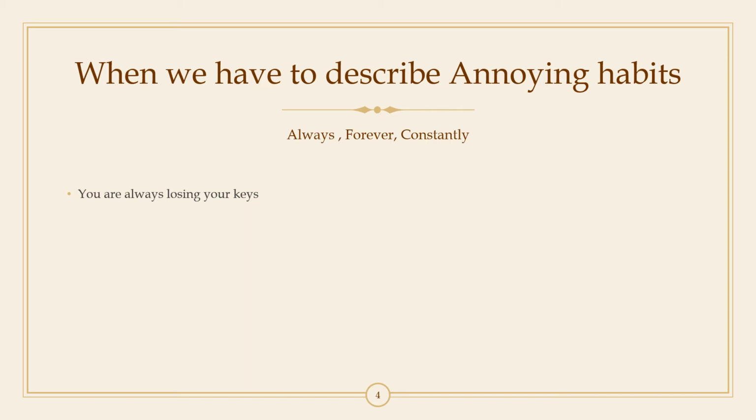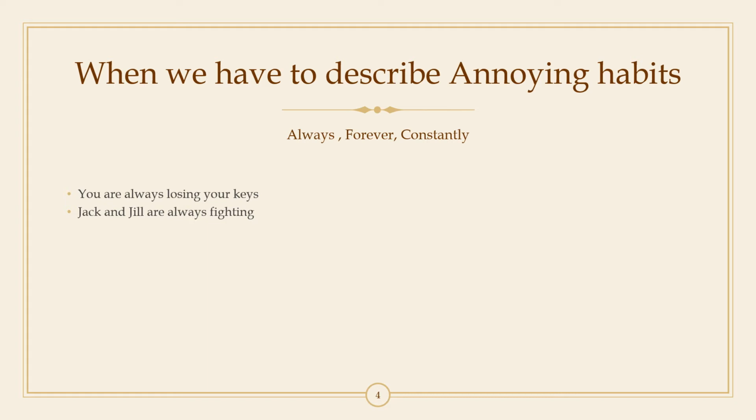So only when you add always, you could use effectively the continuous tense to describe that your friend is having an annoying habit. So what is the annoying habit your friend has? He is losing or she is losing her keys always, right? So you have to say you are always losing your keys. Let us look at one more example. Jack and Jill are always fighting. So if we have to say Jack and Jill are fighting, it would still be considered a continuous tense. But then, like I told you, we are looking at annoying habits, right? So Jack and Jill are always fighting.